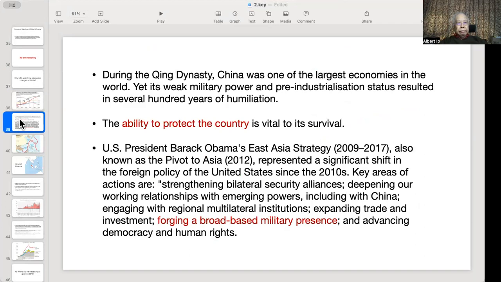Looking back a little bit longer, about 300 years ago, it was the Qing dynasty in China. At that time, China was one of the world's largest economies as well. But unfortunately, it had very weak military power, and it was pre-industrial. That means it lacked the ability to mass produce goods. And of course, producing steel is one of the major issues. So when the West and China met about 300 years ago, China found itself militarily very weak against the Western powers, and therefore Chinese suffered several hundred years of humiliation.